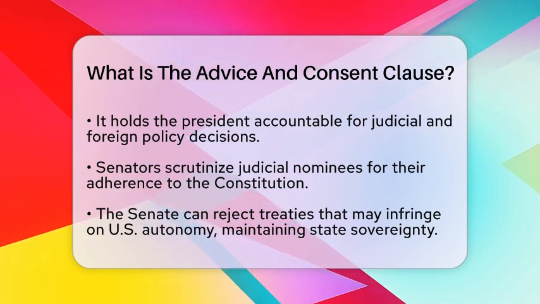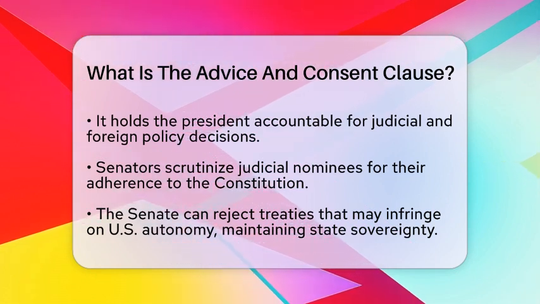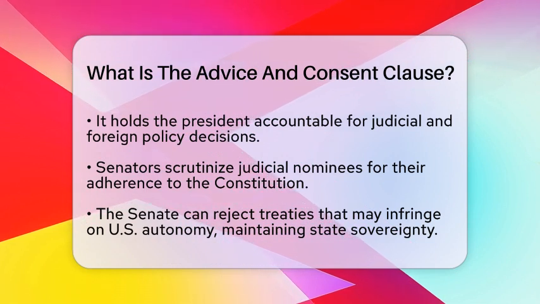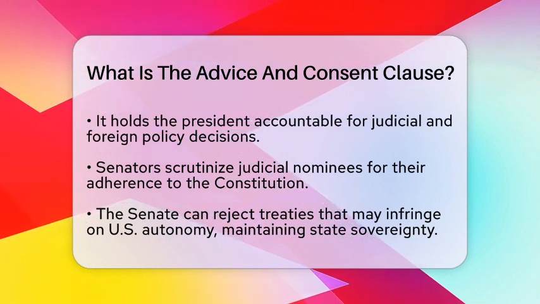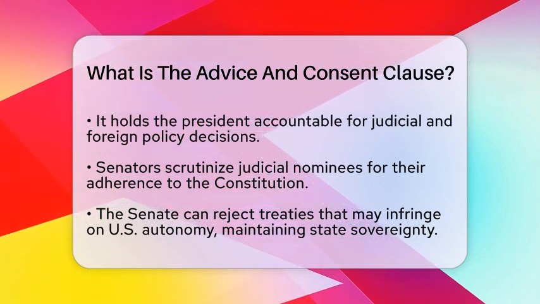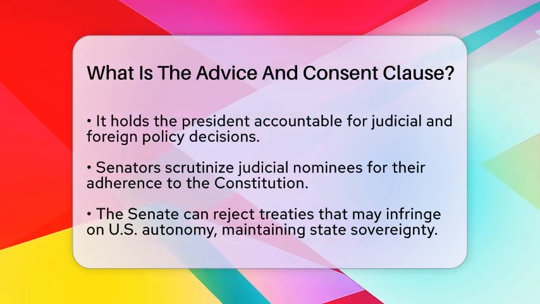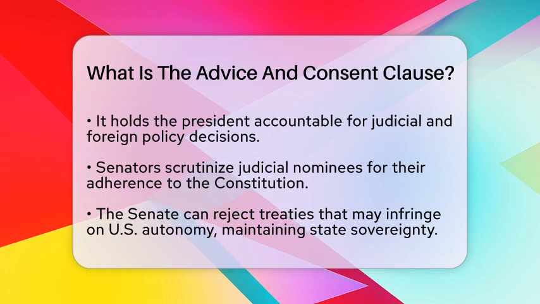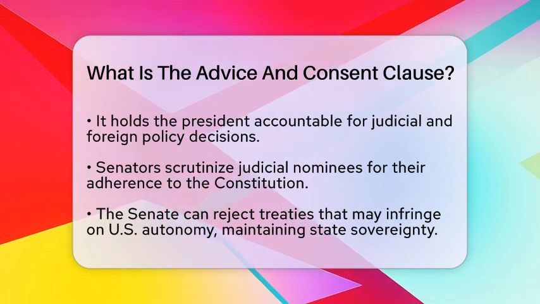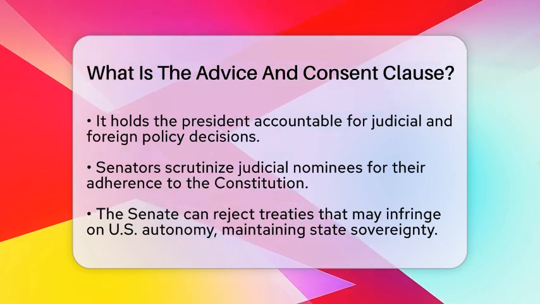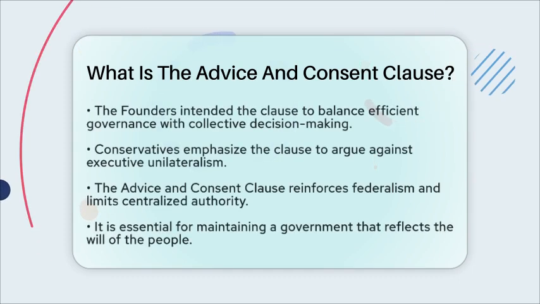Historically, the founders designed the advice and consent clause to balance efficient governance with collective decision-making. While the President initiates nominations and treaties, the Senate's role in providing advice and consent ensures that decisions reflect broader legislative judgment. This prevents any single branch of government from having too much control.